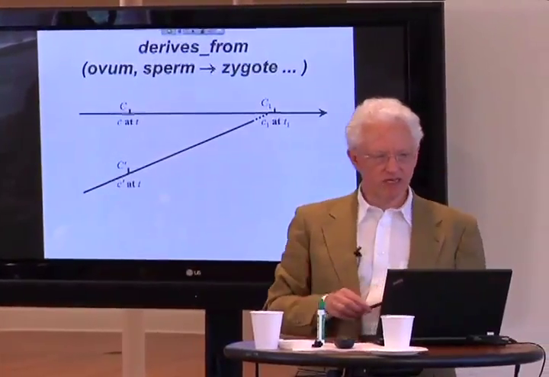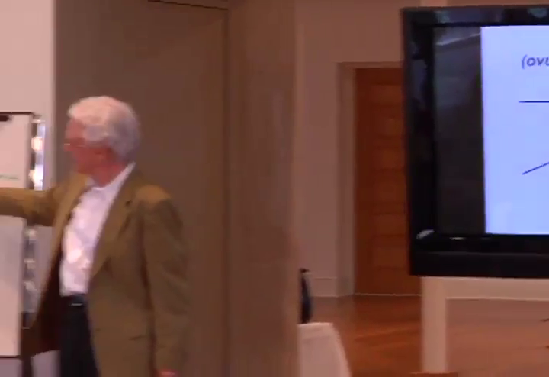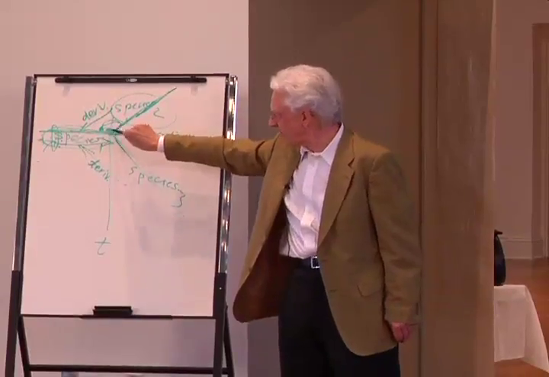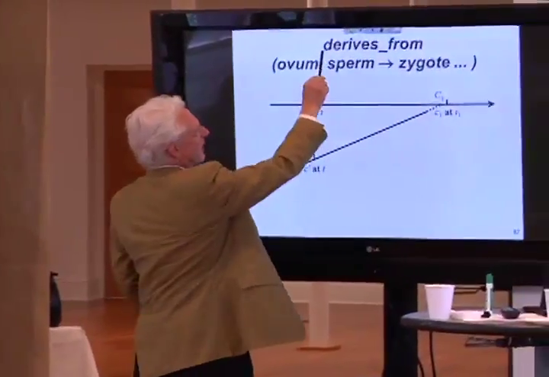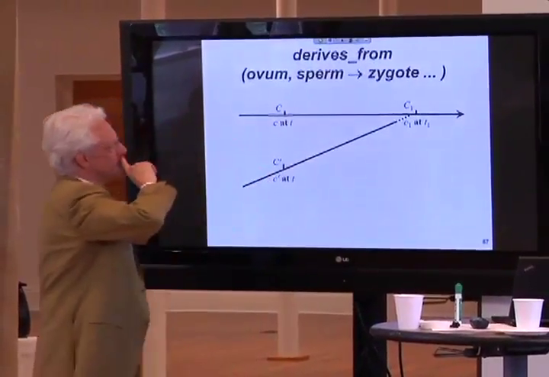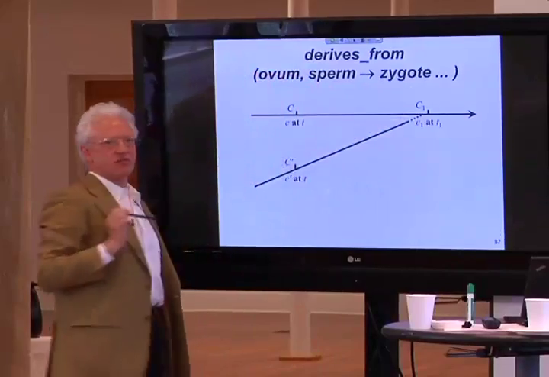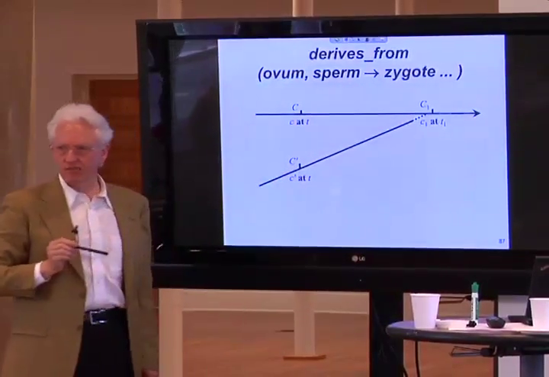And now we can see how this works by looking at some specific representations of the relations I was talking about earlier. So we have the derives from relation. So every zygote is derived from some ovum. Every zygote is derived from some sperm.